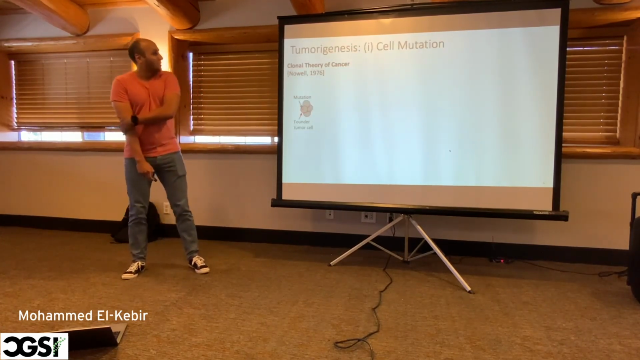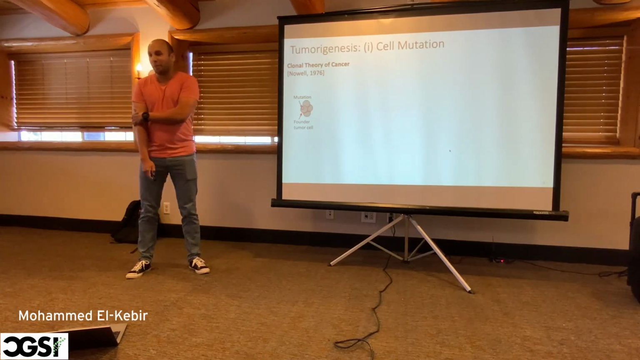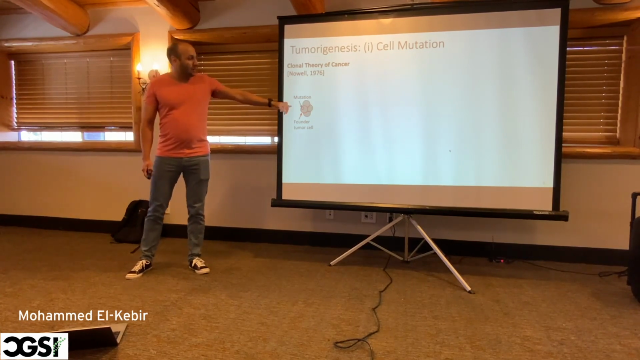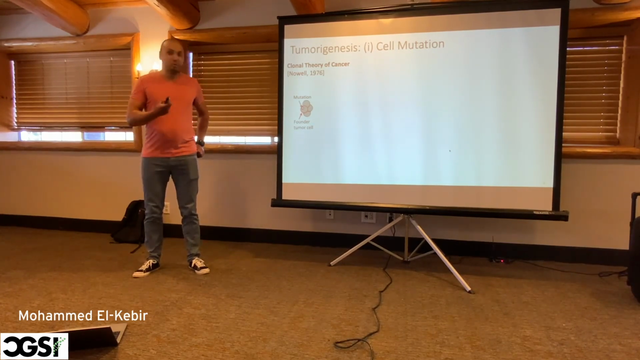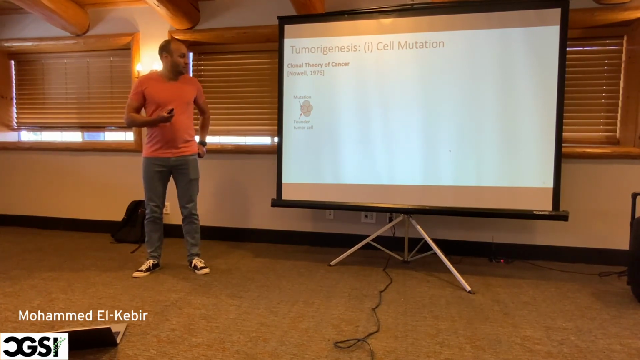So let's talk a little bit about cancer. Cancer is an evolutionary process. When you look at a tumor, if you go back in time, think about the very first cell that started the tumor. That cell acquired a mutation. This is a somatic mutation typically, not a mutation that is inherited, so it's not a germline mutation. Because of this somatic mutation, the cell started to divide faster than surrounding cells, becoming fitter.